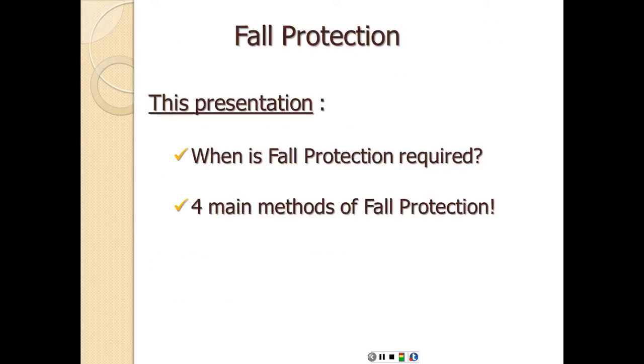So in this presentation, we're going to learn when fall protection is required, and we're going to talk about the 4 main methods of fall protection, which might be included as part of the PPE, personal protective equipment, or other safety devices like safety nets, for example, which are not PPE, but still a fall protection method.